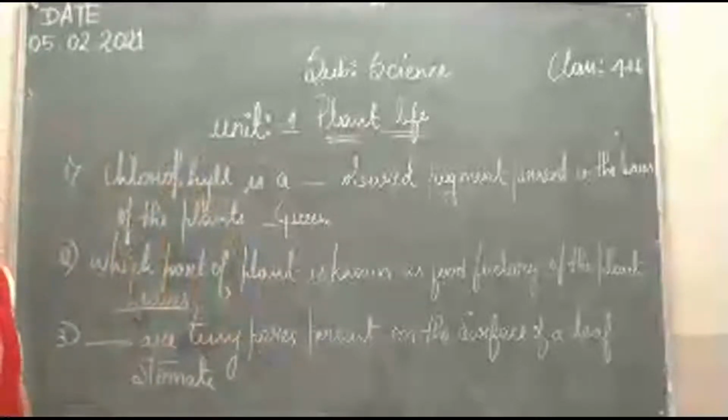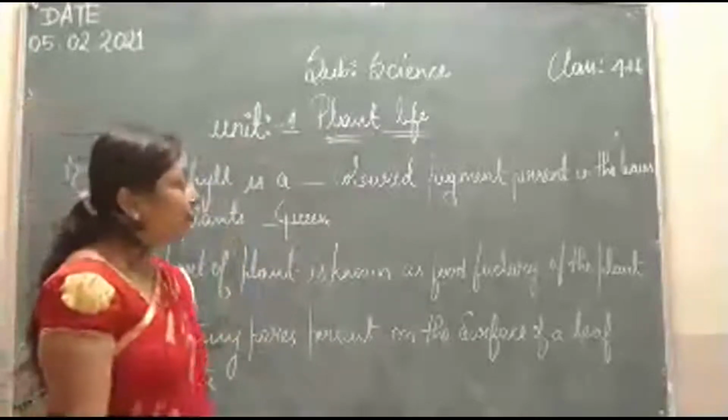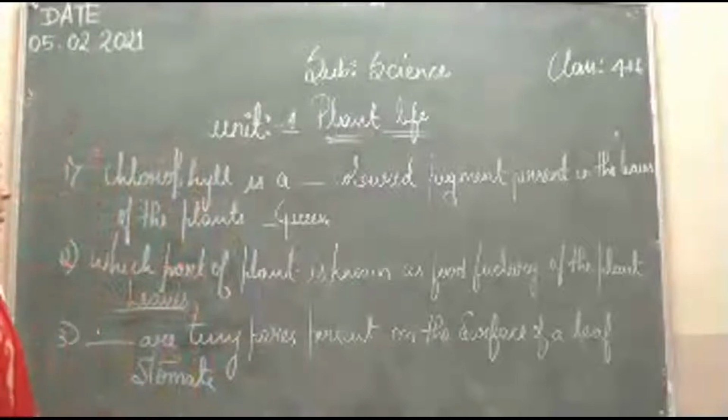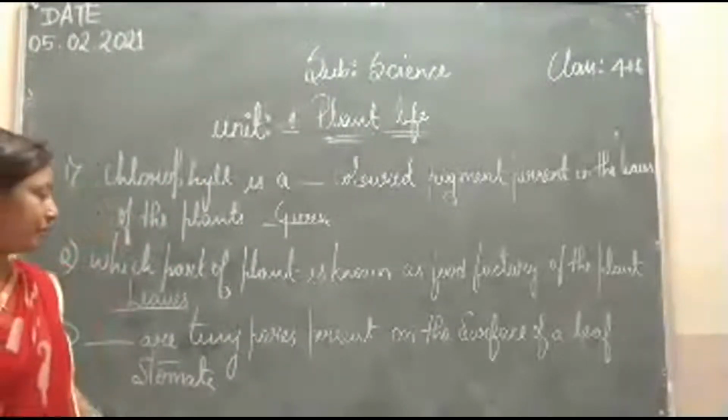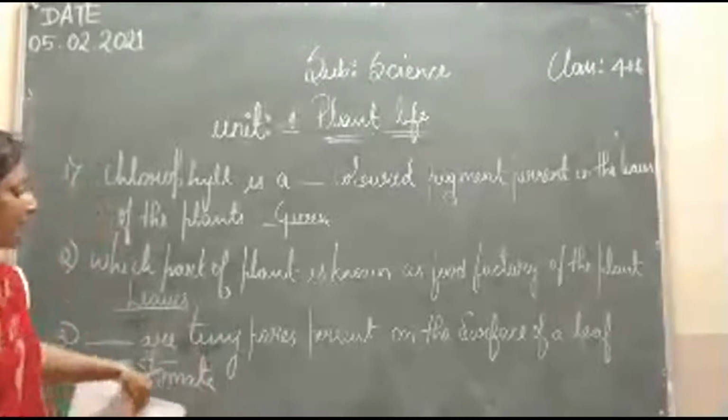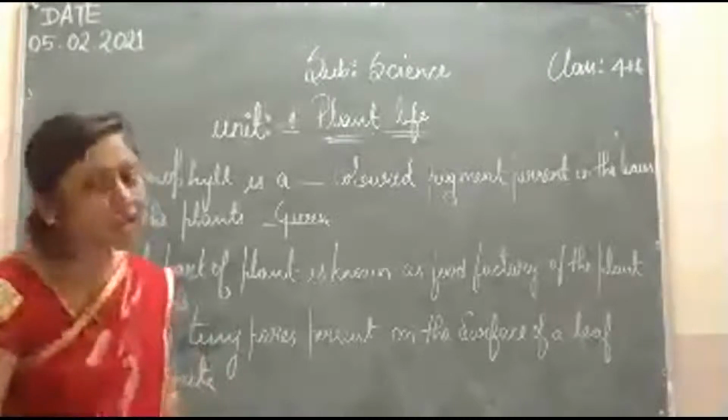So these are the three questions. Chlorophyll is a green colored pigment present in the leaves of a plant. Which part of a plant is known as the food factory of a plant? It is leaf. Stomata are the tiny pores present on the surface of a leaf.